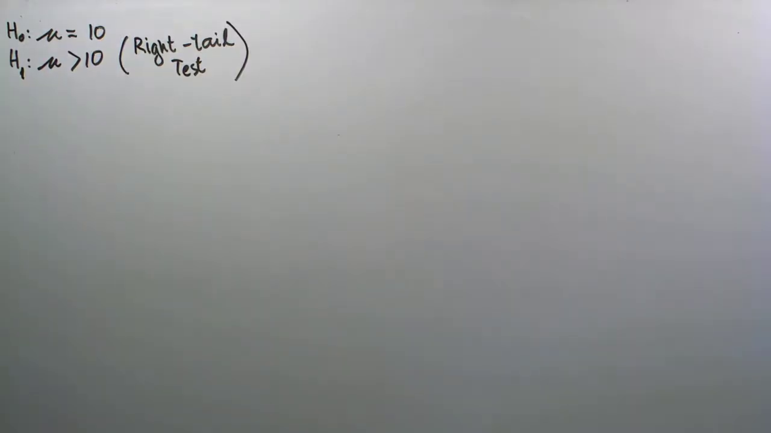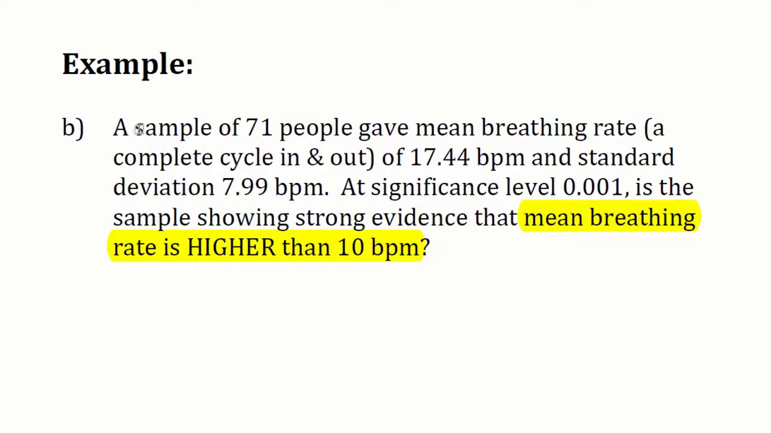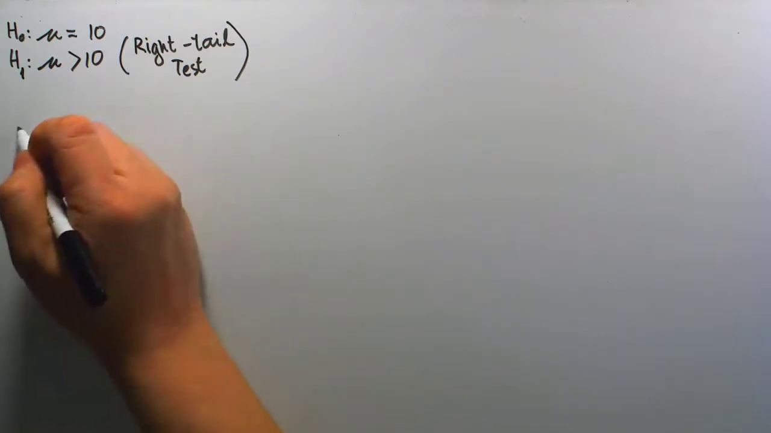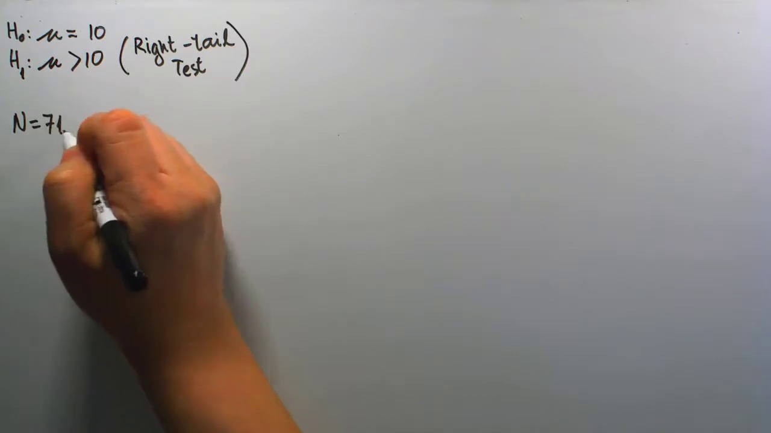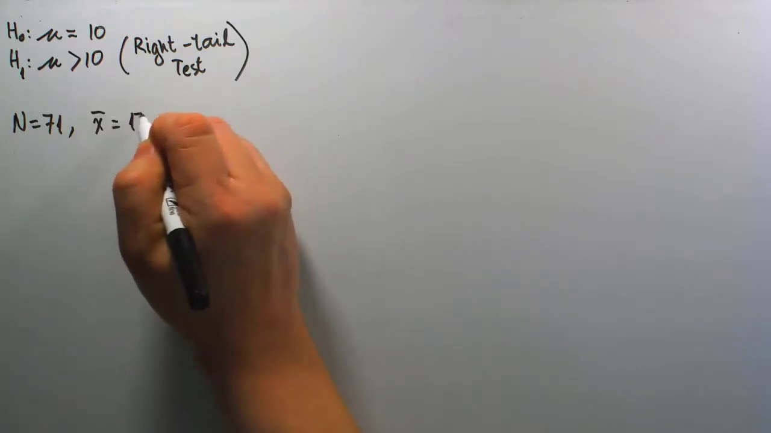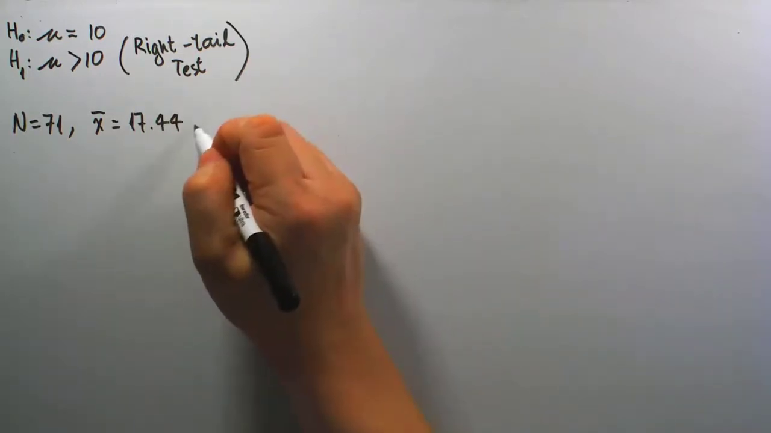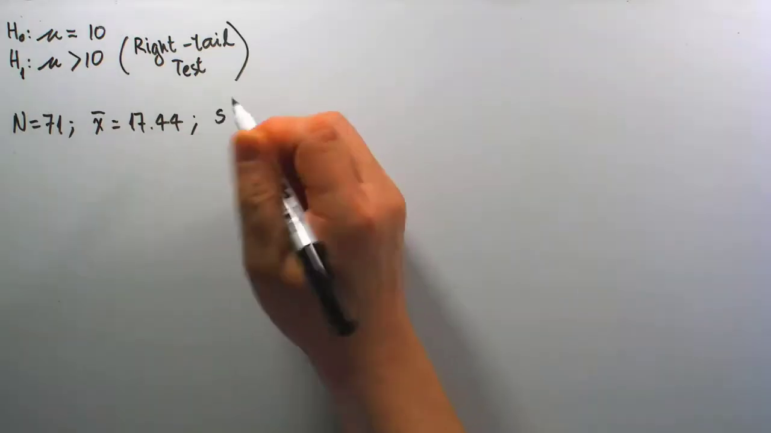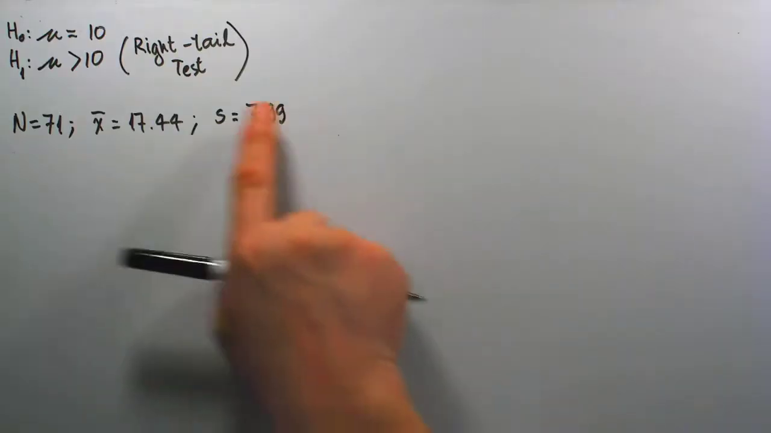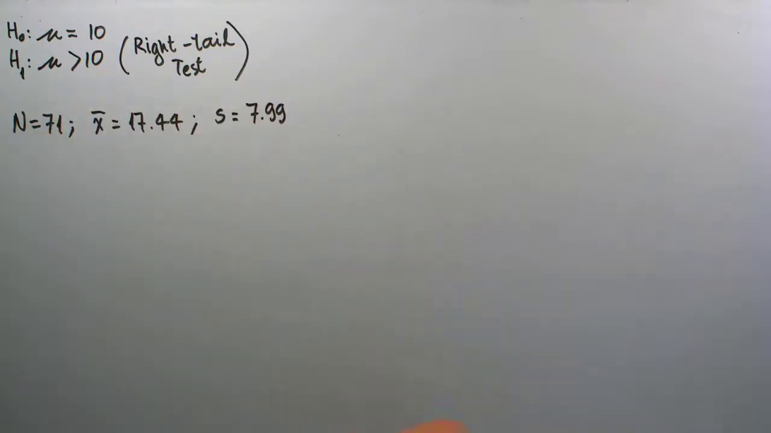Let's now spend some time collecting the information from the sample. A sample of 71 people gave a mean breathing rate of 17.44 BPM and standard deviation of 7.99. That immediately tells us that we have a sample size of 71, so our sample has 71 people in it. From this sample, we have a sample mean of 17.44, and a sample standard deviation, lowercase s, of 7.99.